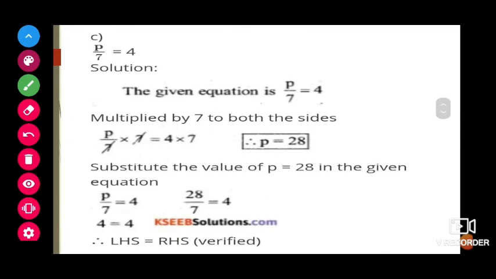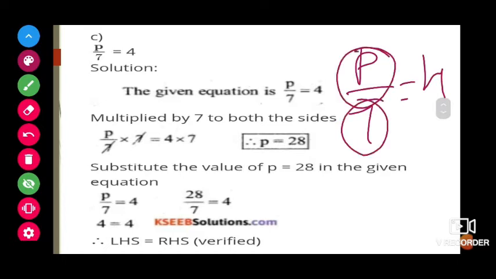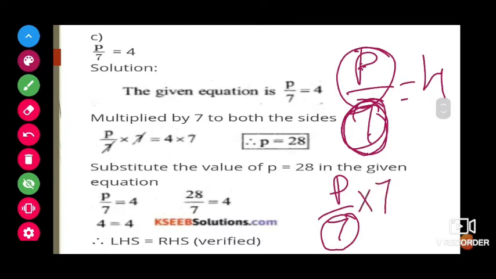Okay. Next one, p by 7 is equals to 4. Same way, here we are having the variable p and constant 7, p by 7 is equals to 4. We want only p. Now we have to separate this 7. To separate that 7, here p and 7 are in a division, p divided by 7. So if I want to remove that, if I will multiply with the 7, then both will get cancelled, no?